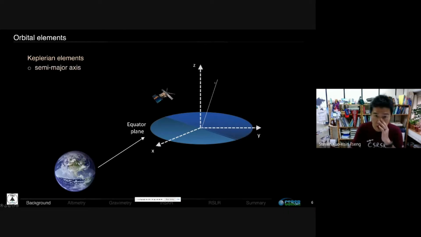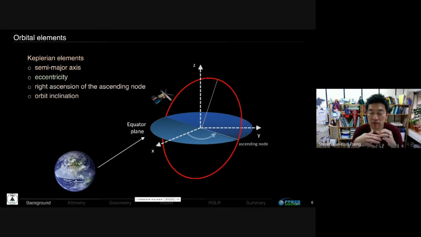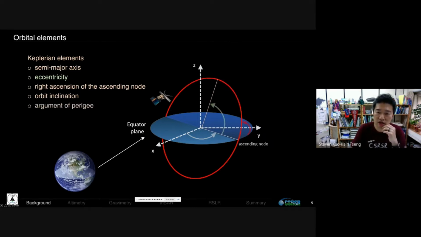It basically describes how high the satellite is. For a low Earth orbiter, when we measure the surface, the altitude is mostly below 1,000 kilometers above the mean sea level. Here the semi-major axis is measured from the geocenter. So if the orbital altitude is 1,000 kilometers, then you need to add 6,300 something more. So this number is around 7,000 kilometers for a low Earth orbiter.